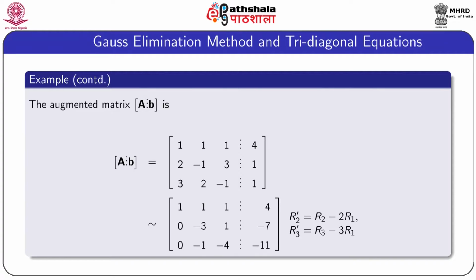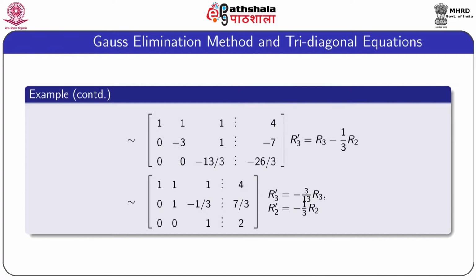In the augmented matrix [A | B], the first half represents the matrix A and the second half represents the column vector B, the right hand vector. Applying the elementary row operations for the rows R2 and R3, where R2 prime equals R2 minus 2R1 and R3 prime equals R3 minus 3R1, the matrix is reduced to the following form. That means the first row is 1 1 1 4, the second row is 0 minus 3 1 minus 7, and the third row is 0 minus 1 minus 4 and minus 11.